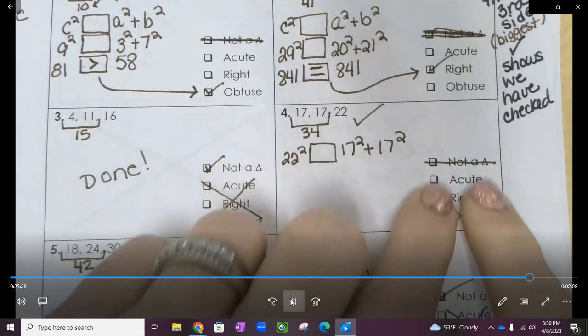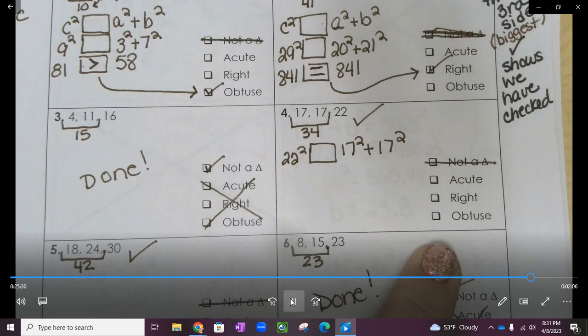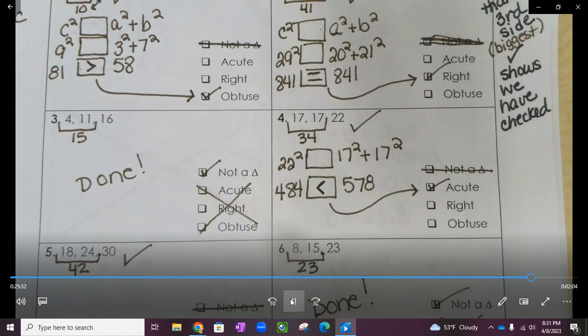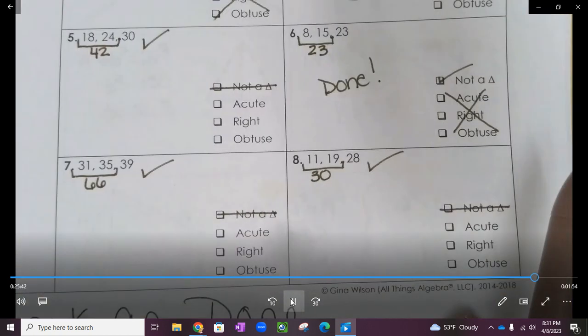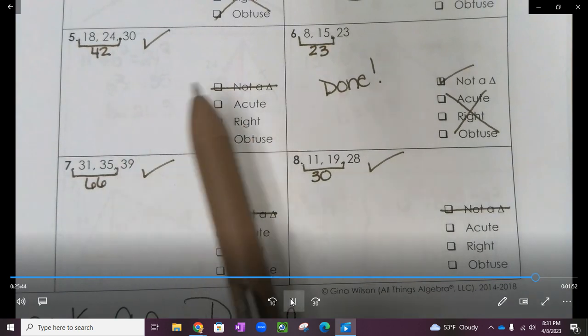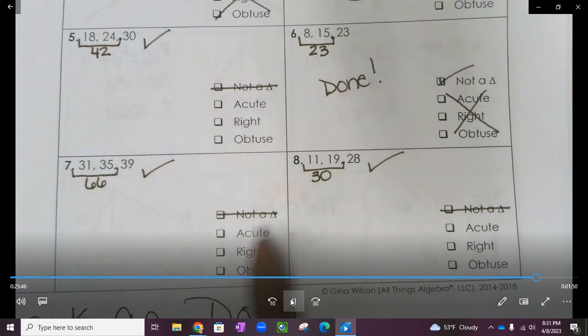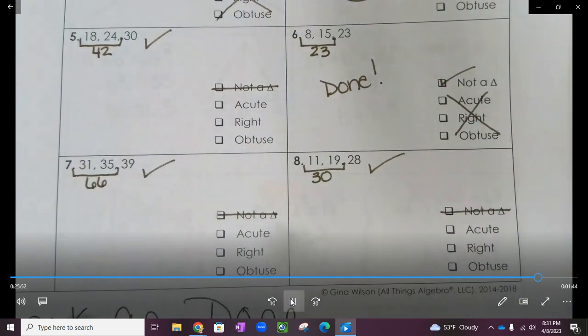I want you to tell me which answer it is. Go ahead and finish the problem. You should have got less than. 484 is less than 578, making this an acute triangle. So you are going to finish this worksheet, and I'm going to ask you one more question about one of these problems, or it might be all 3 of them. Wait and find out. Finish these 3 problems, and then we'll be done with the notes.